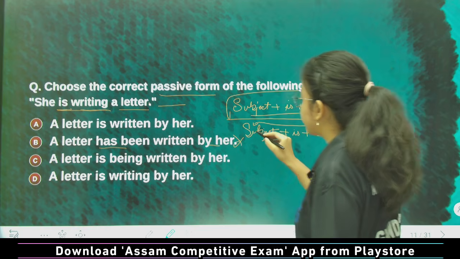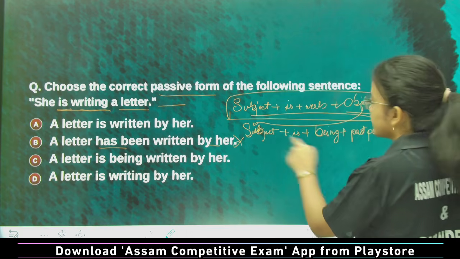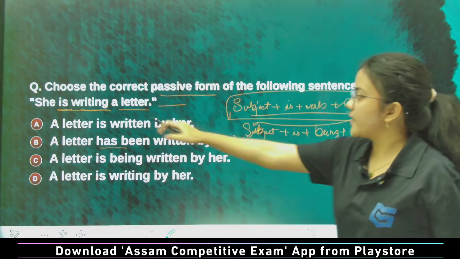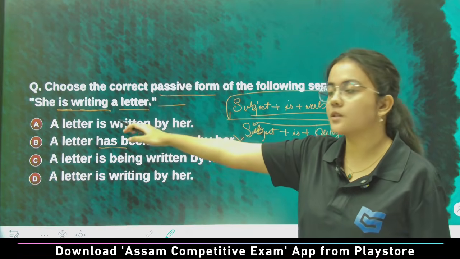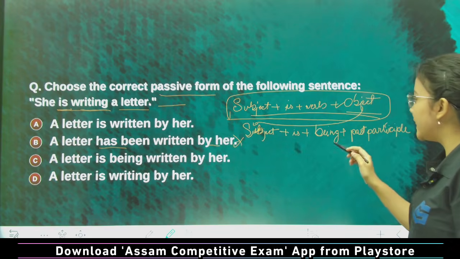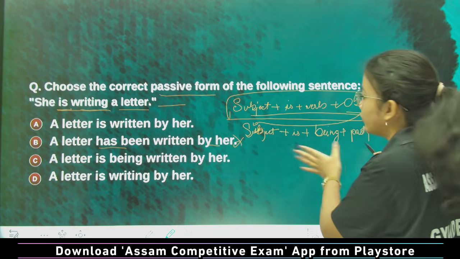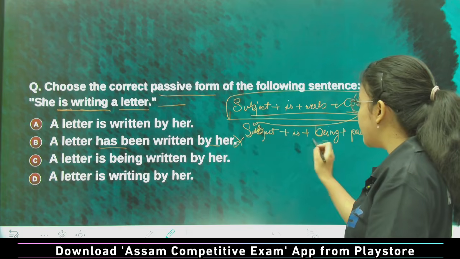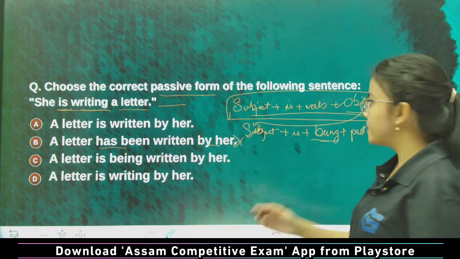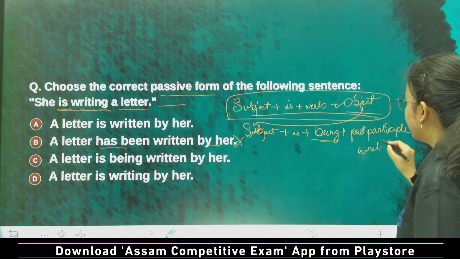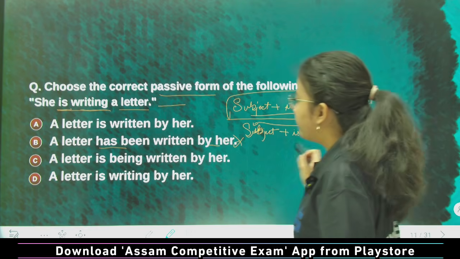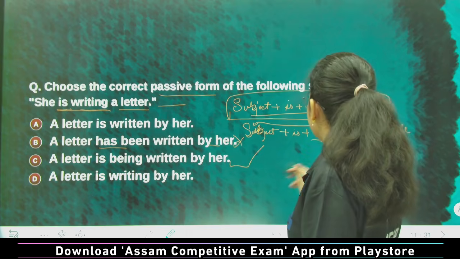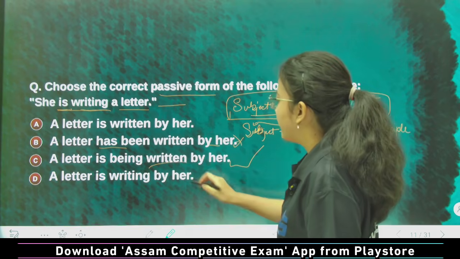Okay, subject. The object becomes the subject, a letter, then is, then since writing is there, since writing is present continuous, I will break it into being plus past participle. Writing, being, write continuous is writing, right? So I broke writing into being, and the past participle of write is written. Where is being? Being is only in option C, so option C is the correct answer. Being written, past participle written, by her.